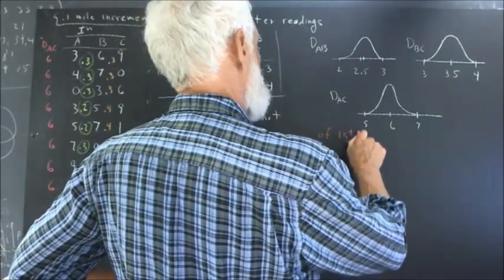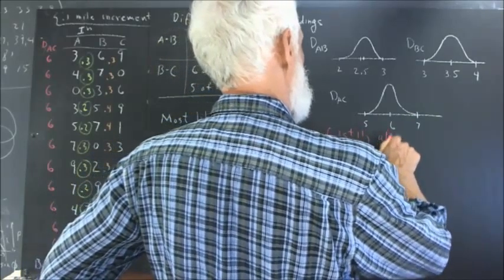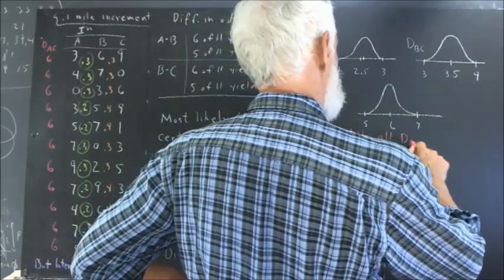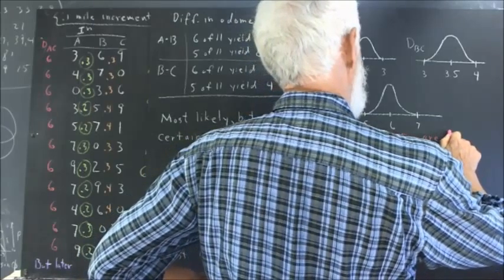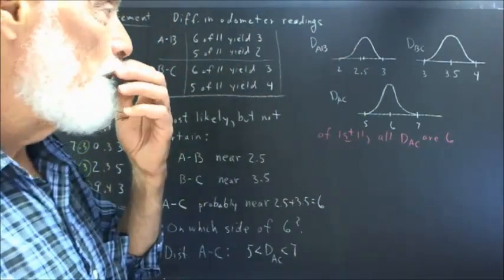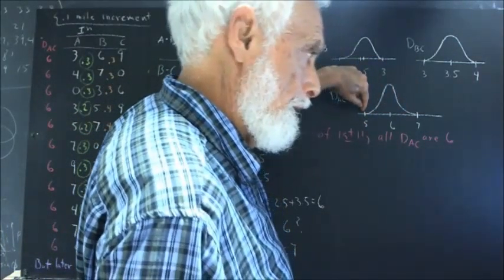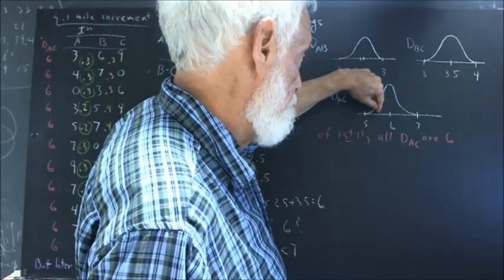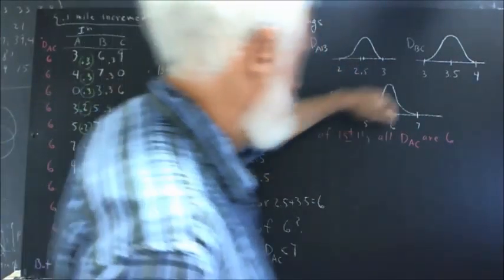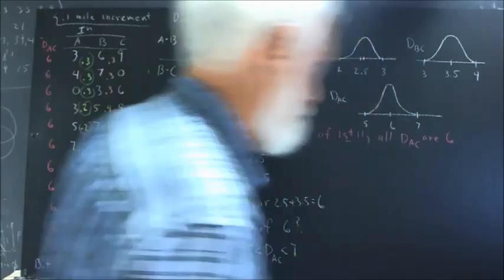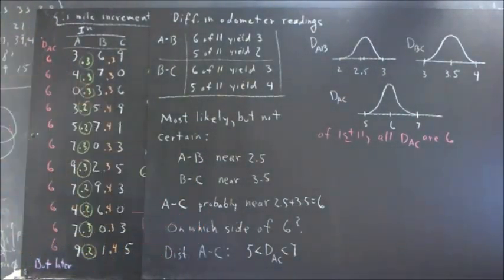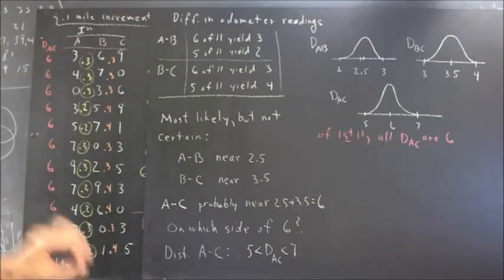For the first 11, all distances from AC are 6, which means that that's going to at least probably narrow our range. It's very, very unlikely that it's closer to 5 than it is to 6, and very, very unlikely that it's closer to 7 than it is to 6. To get either of those results would mean that essentially we flipped a coin 11 times and always came out heads.